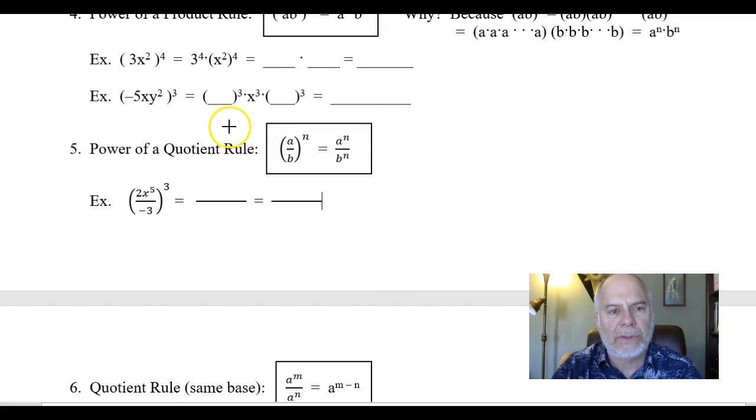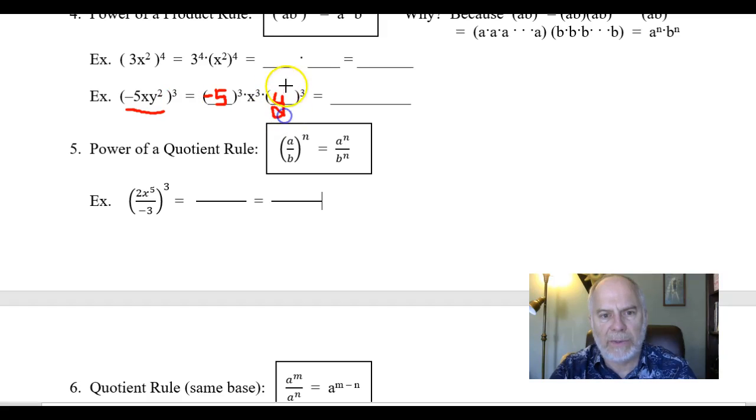All right, so another example here is this monomial. I've got this monomial here, and I'm taking it to the third power. So that really is three things multiplied together: -5, x, and y squared. So basically, I'm going to take -5 to the third power, and I'm going to take x to the third power, and then I'm going to take y squared to the third power. So let me write y squared inside the parentheses, okay?